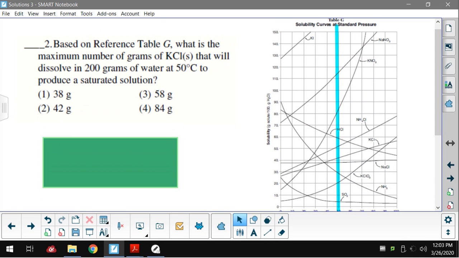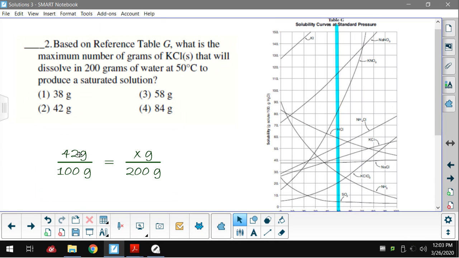No, that's not the answer, because you have to say, all right, 42 grams are soluble in 100 grams, but how many grams are soluble in 200 grams? And that's just a simple proportion, so that's why it's 84.